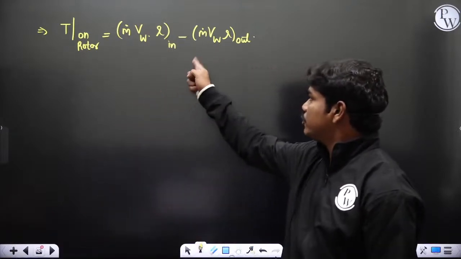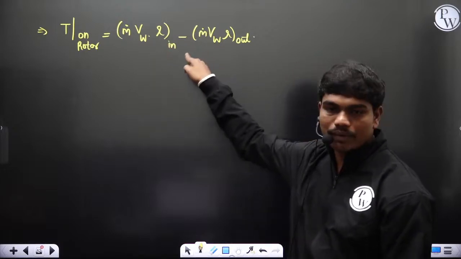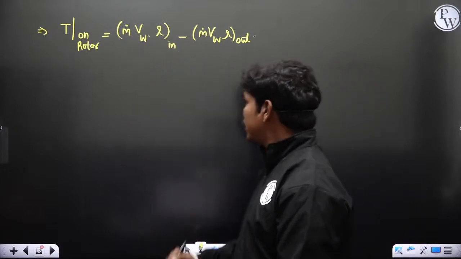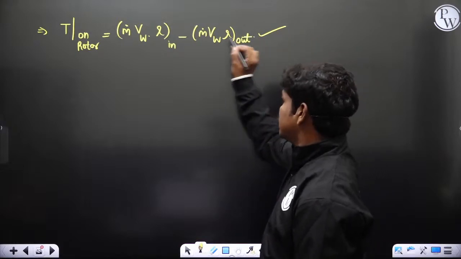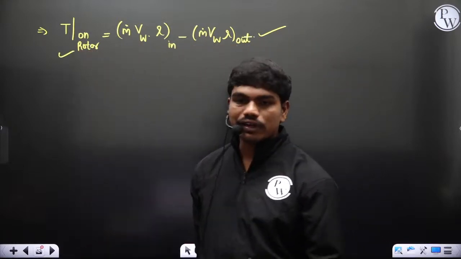Anyway, if you come here, m dot v w r in minus m dot v w r out. This is Euler's equation, and it talks about the torque which is delivered to the rotor.